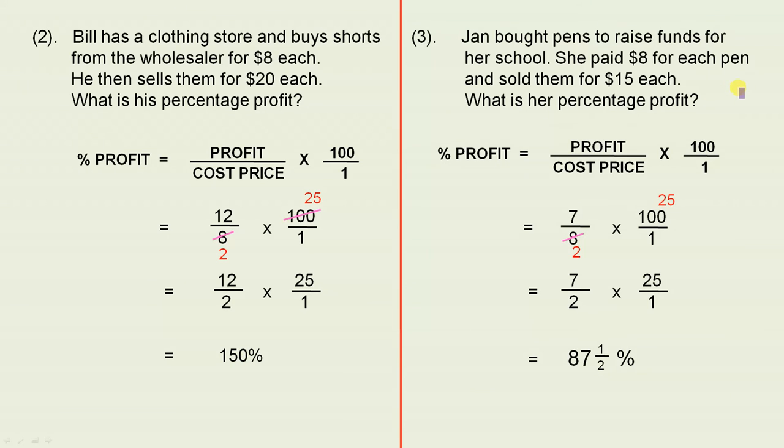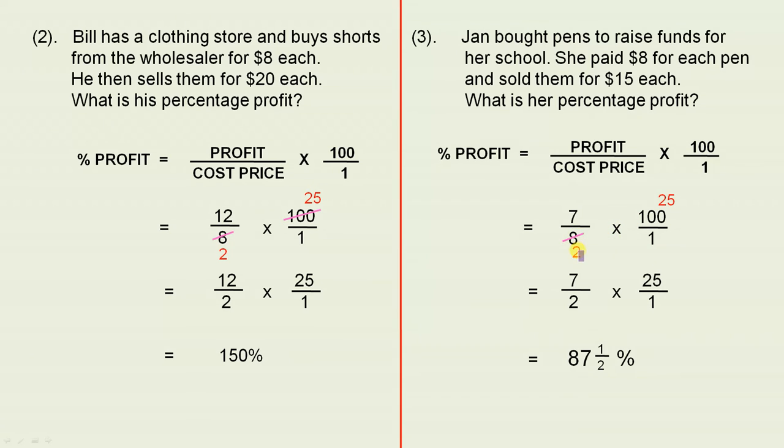Number 3, Jan bought pens to raise funds for her school. She paid $8 for each pen and sold them for $15 each. What is her percentage profit? So here's our equation. So the profit will be $7 because 15 take away 8 gives you 7. There's the cost price and there's the 100 over 1.